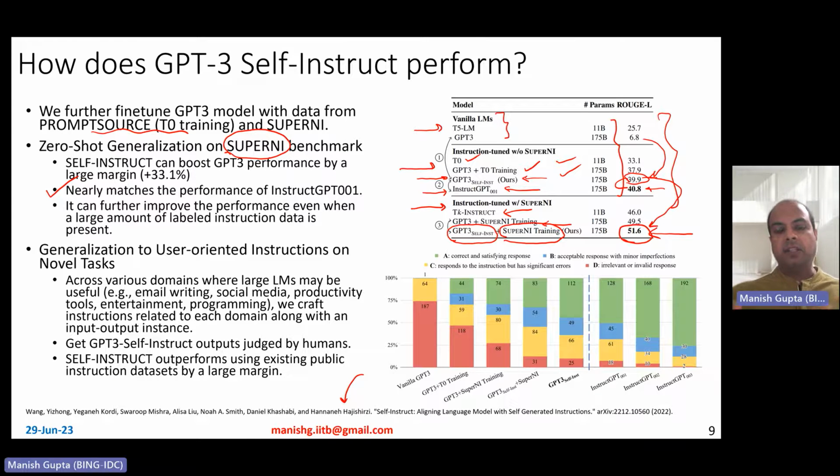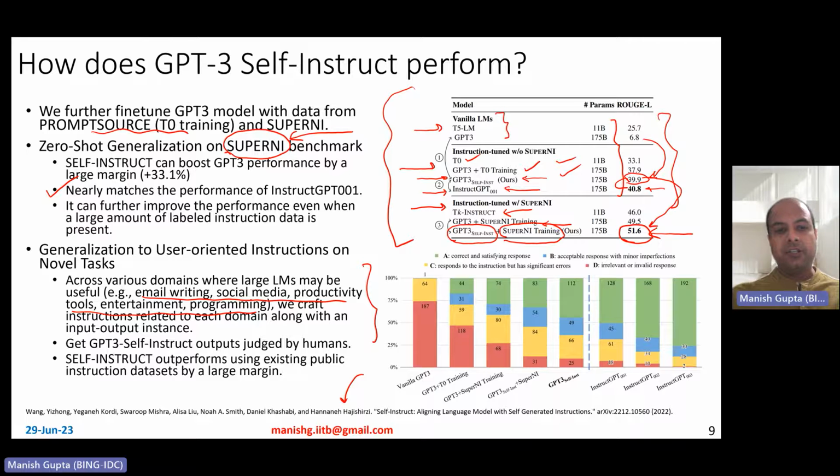Now, this is all automated evaluation, right, in some way. So therefore, what these authors did was also to come up with new tasks, so in a human way, and then evaluate on those tasks. So this is basically evaluation on standard tasks, which are there in the Super NI benchmark, which are popular NLP tasks, right? So how about coming up with interesting tasks like email writing, social media-based tasks, productivity tools, entertainment, programming tasks, which are not usually there in standard benchmark data sets to measure, okay? So that's what they did.